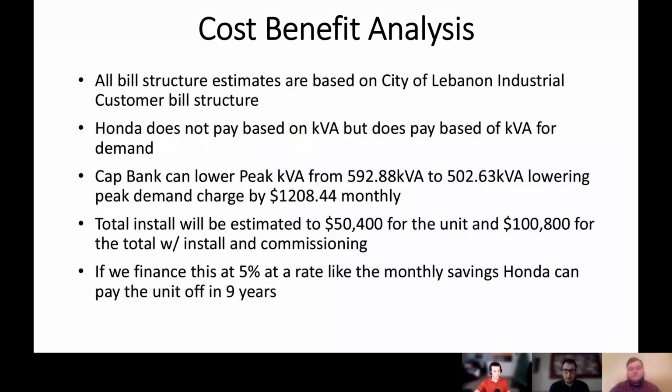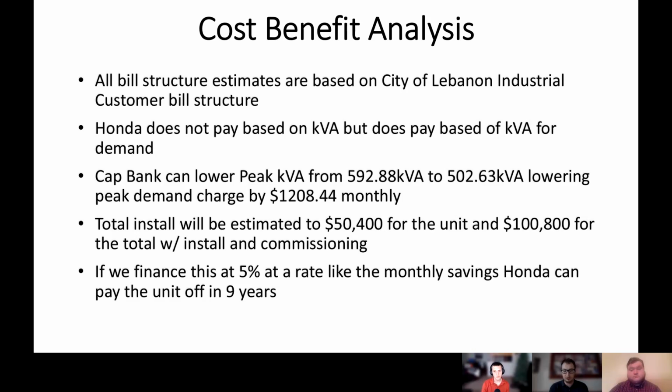Our estimates for cost-benefit analysis are based on the City of Lebanon's bill structure. Based on that, Honda would actually not pay based on kVA. However, they do pay based on kVA for demand. Demand charges are based on the highest peak power consumption at a period of time. In this case, using Honda's model, peak kVA occurred at 592.88 kVA, which we can reduce using our cap bank to 502.63 kVA.